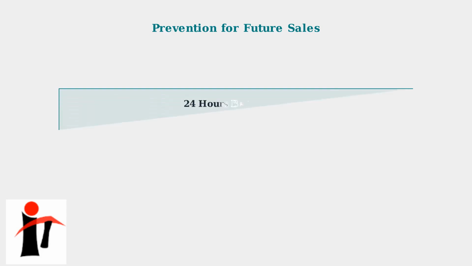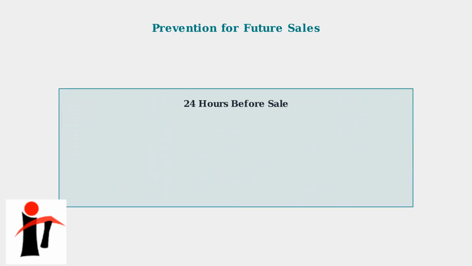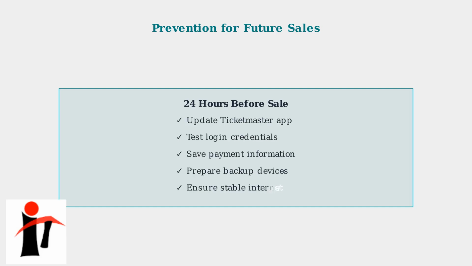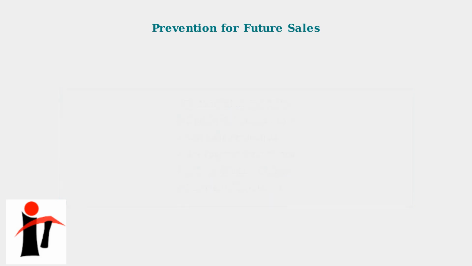Prevention is the best strategy for future high-demand ticket sales. Proper preparation can significantly reduce your chances of encountering application errors. Update your app 24 hours in advance, test your login credentials to ensure they work, save your payment information in the app, prepare backup devices, and verify you have a stable internet connection.